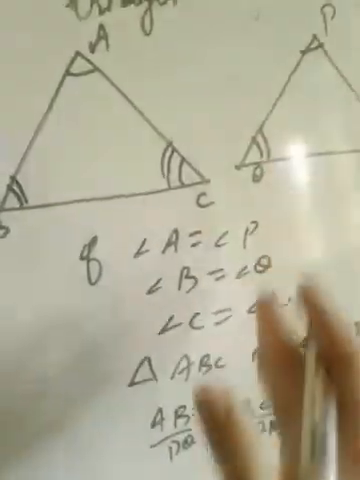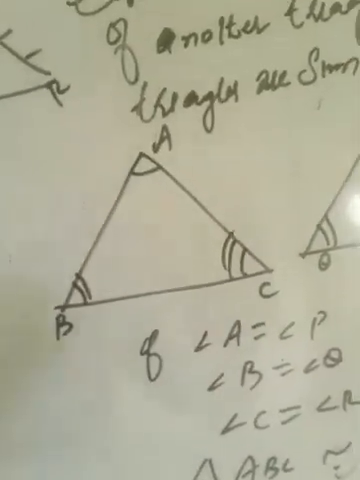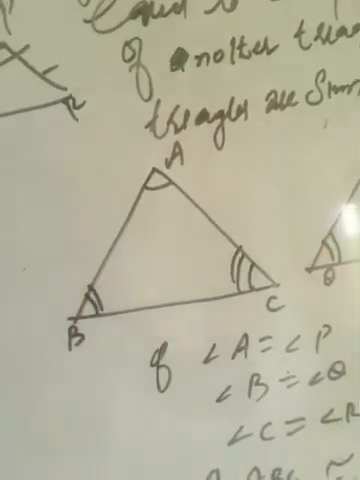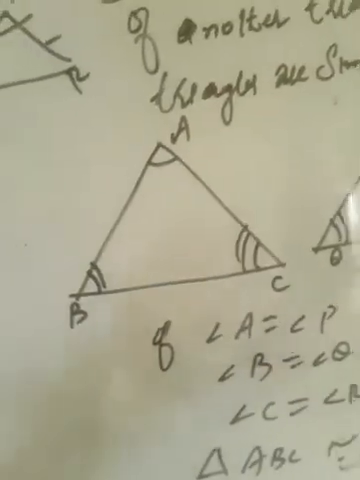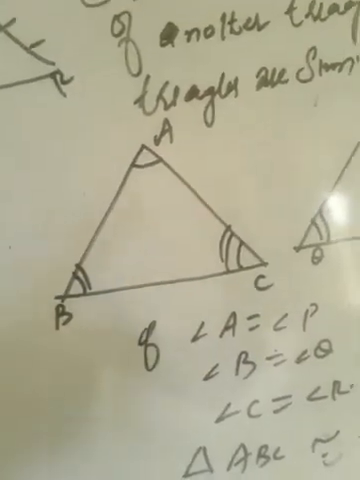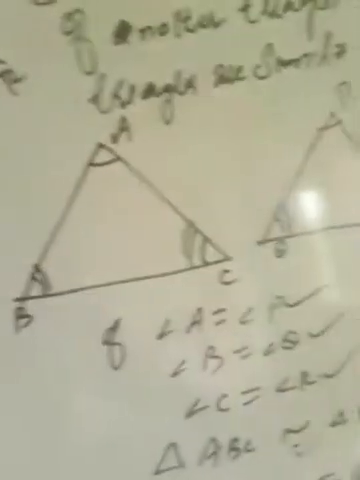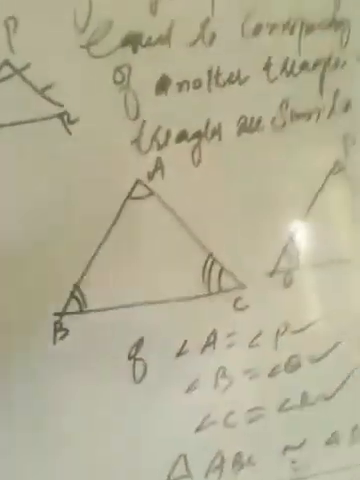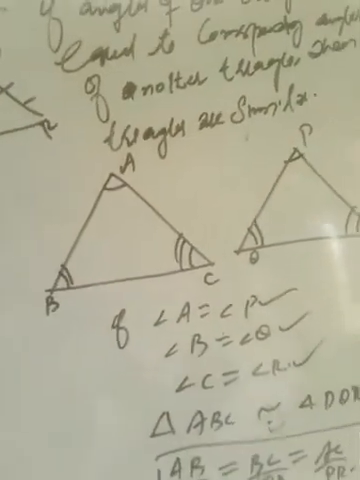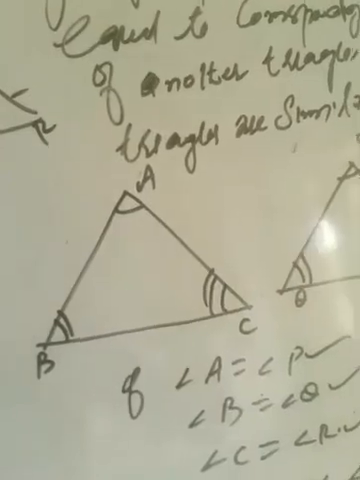So there is a difference between similarity and congruence. In case of congruence, corresponding angles are equal and corresponding sides are equal. In case of similarity, corresponding angles are equal. This is common to both similarity and congruence. But the corresponding sides are proportional; that is, they divide in the same ratio. This is a very, very important concept. You have to remember it. There is a difference between congruence and similarity.